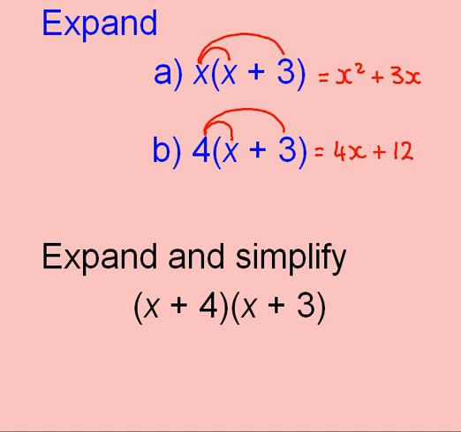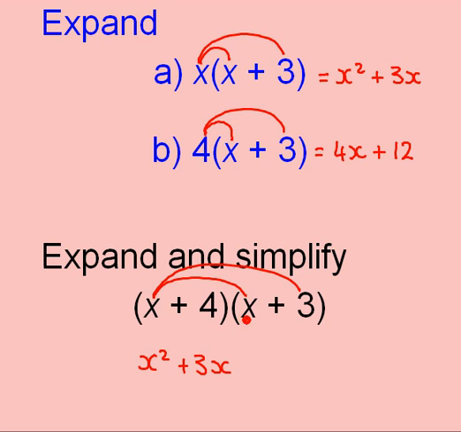We're now going to move on to questions like this, which look a lot harder, but you've actually got all of the skills that you need to be able to answer this question. I've got to multiply everything in this bracket by everything in this bracket. So I'm going to start with the x. So I've got x times x, which is x squared, and x times plus 3, which is plus 3x. This is exactly the same as the question we did up here.